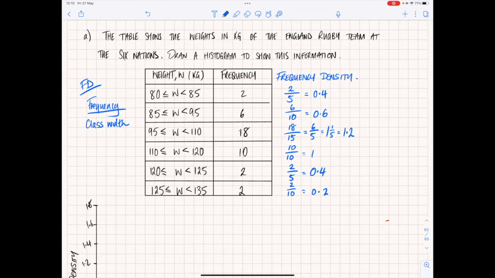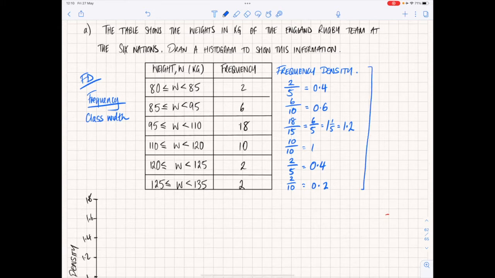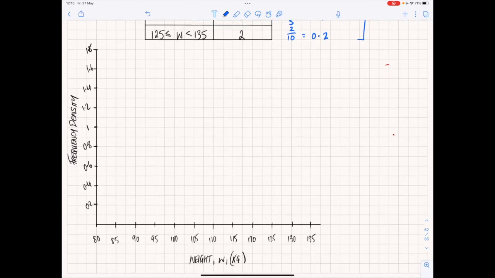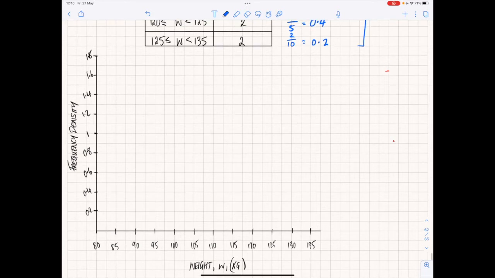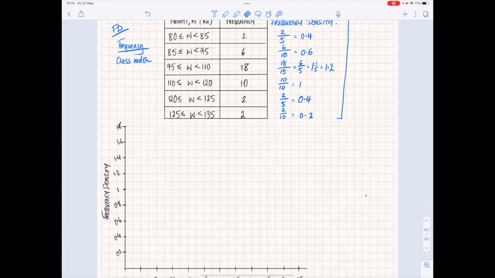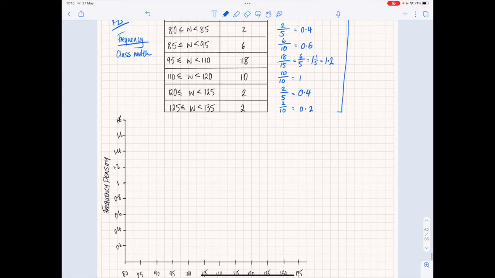Okay, so when we're looking at histograms, we use this information here and we don't use the frequency. So if we look down at our graph now, we've got a graph that goes frequency density on the y-axis and weight on the x-axis. We now need to plot this information that we've got. So just remember, you are plotting the bars against the frequency density. So between 80 and 85 goes to 0.4. So between 80 and 85, that is my first bar. The next one, 85 to 95, goes to 0.6. So 85 to 95 goes to 0.6. So that's my bar. So I can tick those two off.